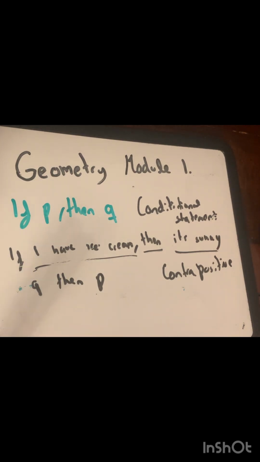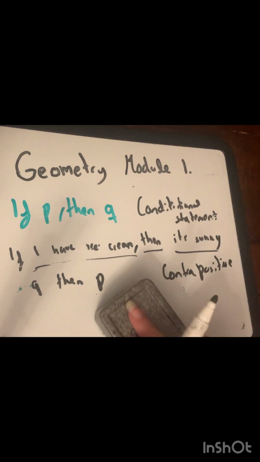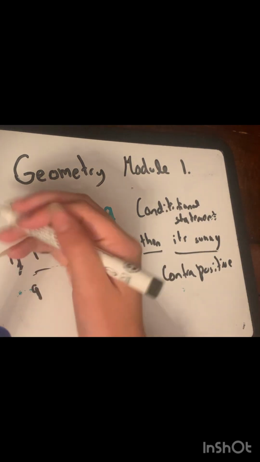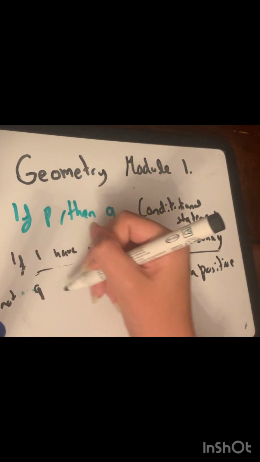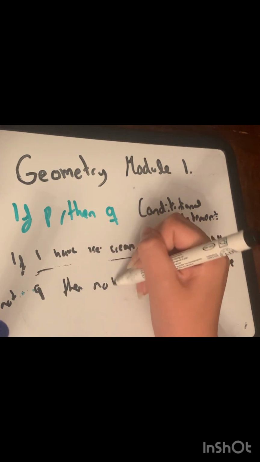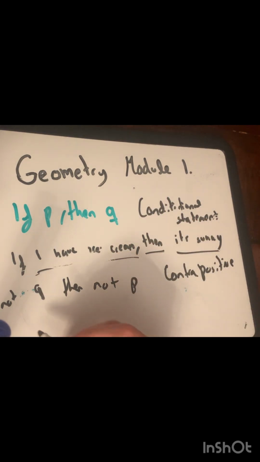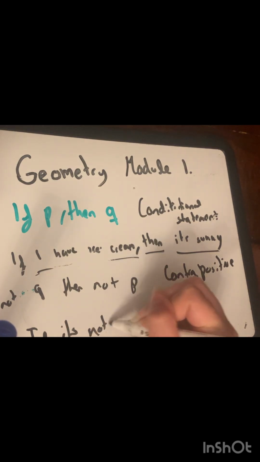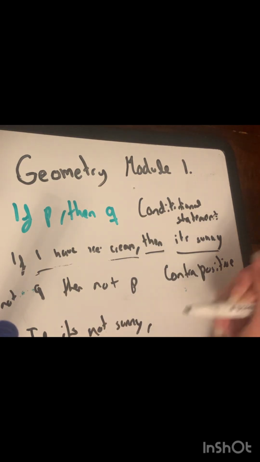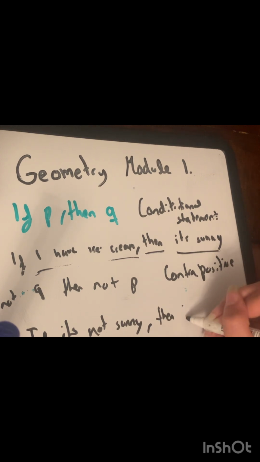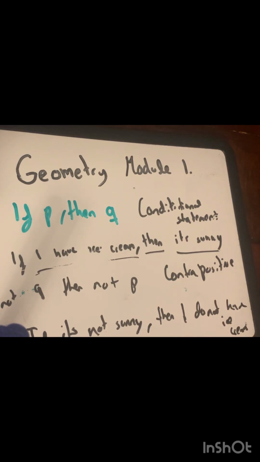I'll show you guys later, but contrapositive is if not Q, then not P. And that would mean it would be if it's not sunny, then I do not have ice cream. Okay? So that'd be contrapositive.